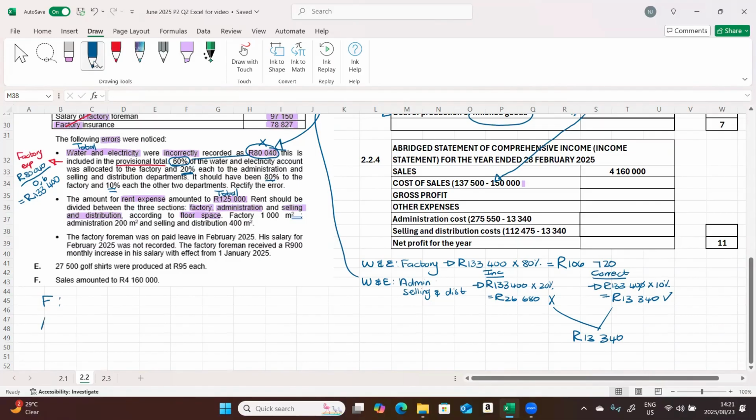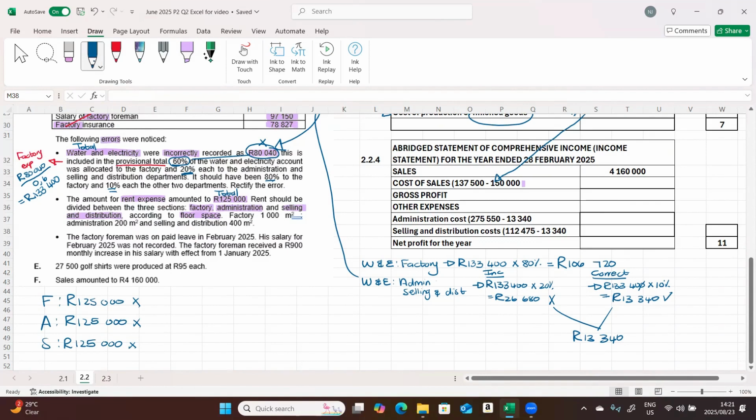For our admin department, we're going to have a portion. And for our selling and distribution, we are going to have a portion. So for each portion, we are going to take our total floor space, our total rent expense. You always work with your total, guys, please. That's why it was necessary to calculate the total water and electricity. So you take your total cost, your total expense, of 125, but we are going to apportion them differently. Factory, admin, and selling will get different portions based on the floor space.